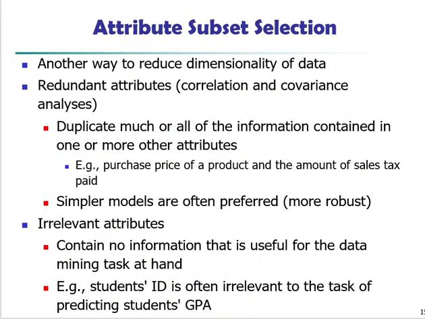So the last group of methods that we want to introduce is attribute subset selection. This can be considered as another way to reduce dimensionality of the data. First of all, we have discussed redundant attributes. Through using correlation analysis, we can remove attributes that have the same value but different attribute names. Those derived attributes that are highly correlated with some other variables.